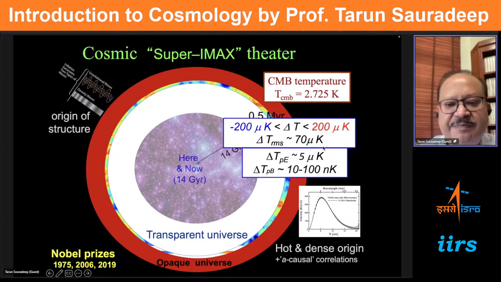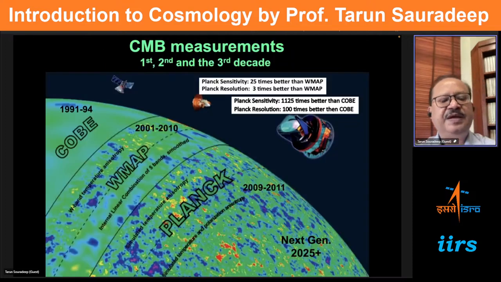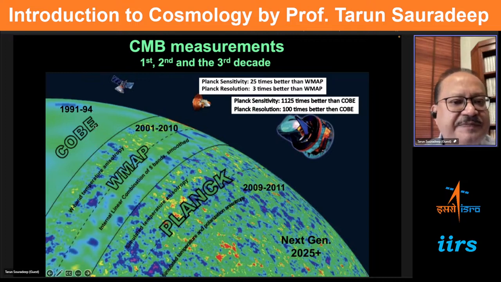And then there are polarization patterns, which I'm not going to cover in this talk. Now, let me say that given such a wonderful super IMAX theater, obviously you would like to exhaust all the information that we can measure out of it. So while COBE discovered that there were some variations in the temperature, it didn't have the angular resolution to resolve them very well. So it was like this blurry picture, just like someone looking through thick glasses, like someone like me.